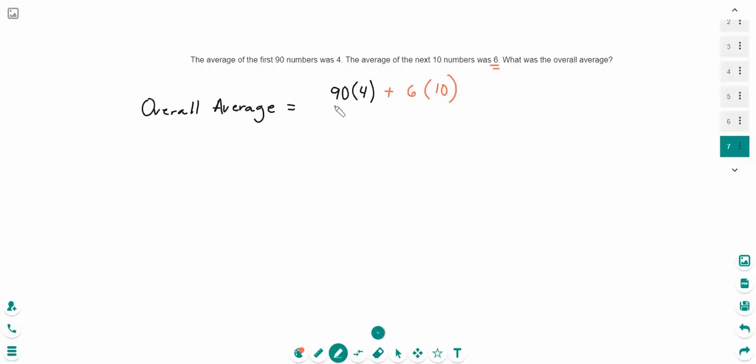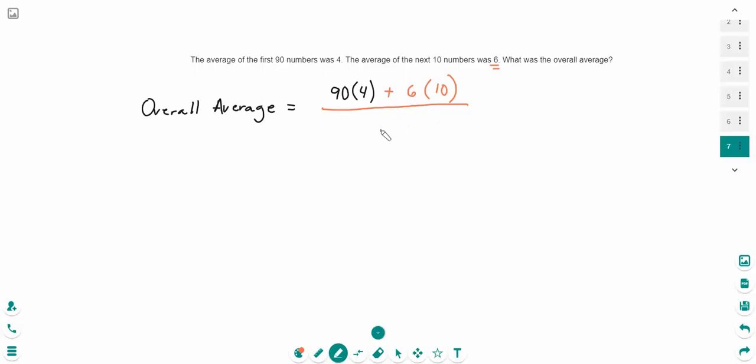Hopefully you understand how I'm getting these multiplication problems here, or expressions. The 90 times the 4 plus the 6 times the 10. All right, that would give us the complete sum of all of the numbers being added together. The 90 numbers to begin with, the 10 numbers to end with, the sum of all of those added together would be equal to 90 times 4 plus 6 times 10. So that's the first part of our average, but we need to figure out what's in the denominator as well.